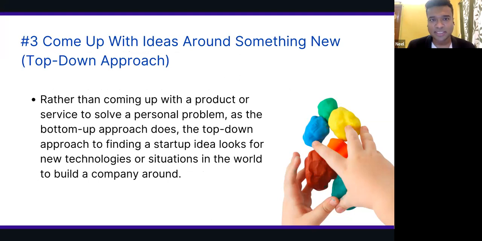Now, the next one is come up with ideas around something new. Now, what is top-down approach? Okay, this is a little bit different. This is like you come up with something totally different, totally new, which doesn't exist currently. Rather than coming up with a product or a service to solve a personal problem, which we discussed in framework 1, here the top-down approach to finding a startup idea looks for new technologies or situations in the world to build a company around.